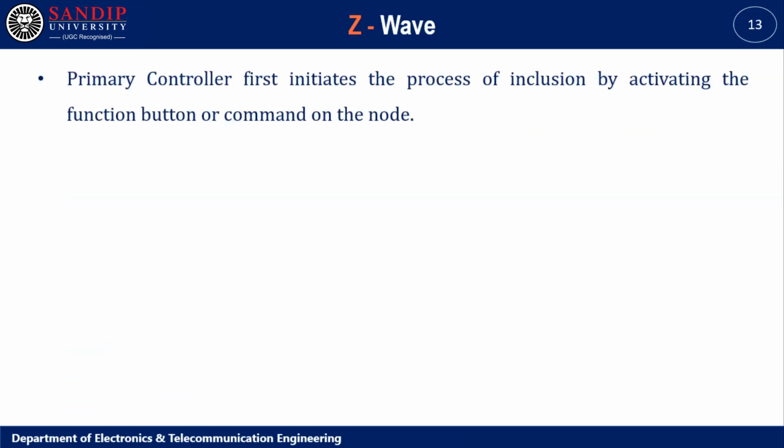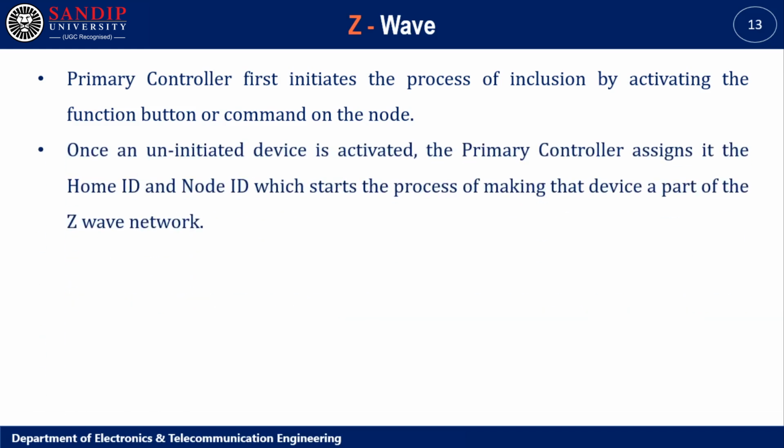Primary controller first initiates the process of inclusion by activating the function button or command on the node. Once an uninitiated device is activated, the primary controller assigns it the home ID and node ID, which start the processing of making that device a part of the Z-Wave network.